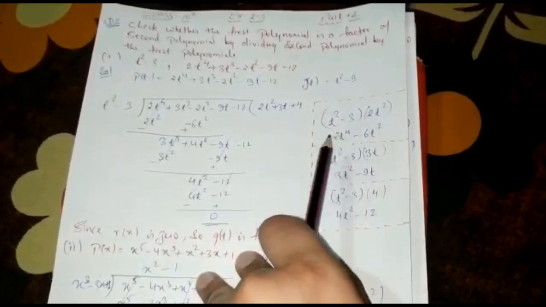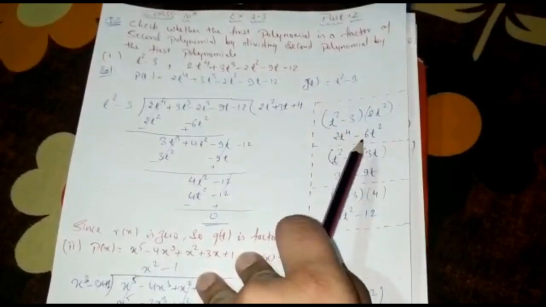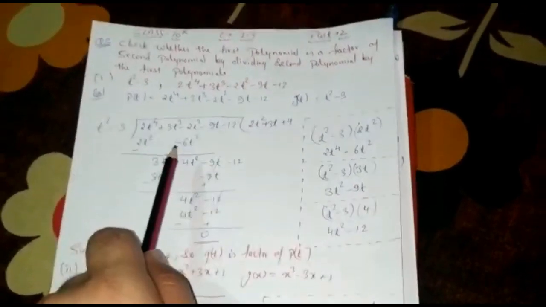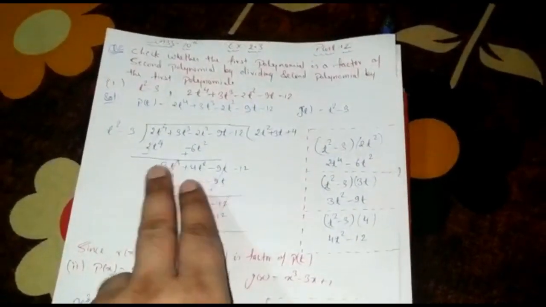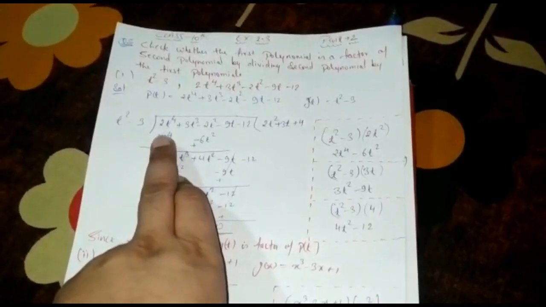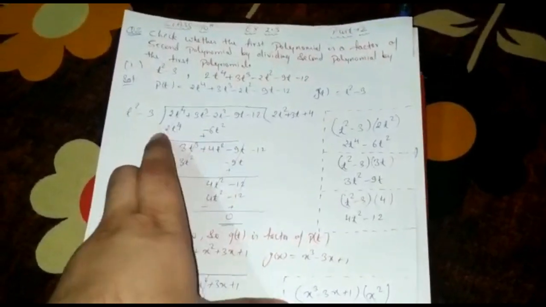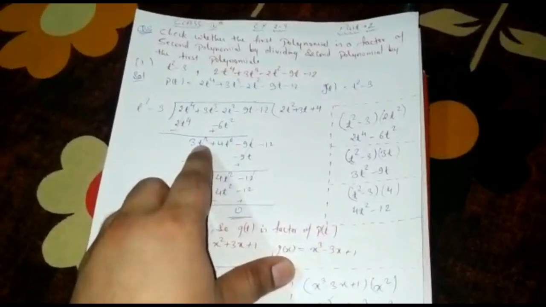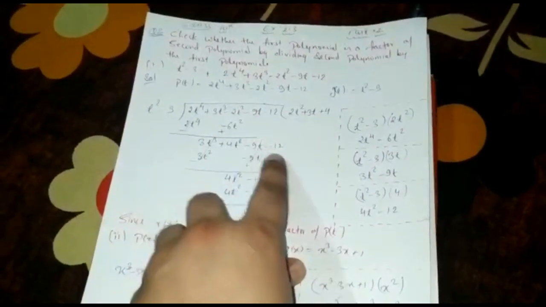So when we multiply t square minus 3 by 2t square, it will give 2t to the power 4 minus 6t square. So we write here 2t to the power 4 minus 6t square. Then we change the sign, positive becomes negative and negative becomes positive. This will cancel out and 3t cube will be written as it is, and minus 2t square plus 6t square gives 4t square minus 9t minus 12.